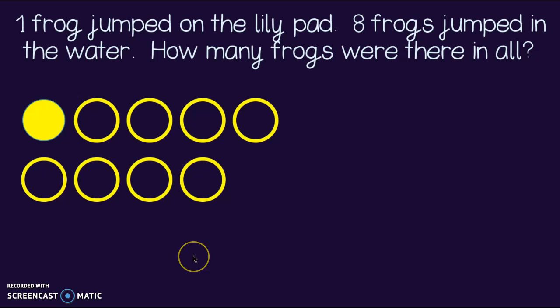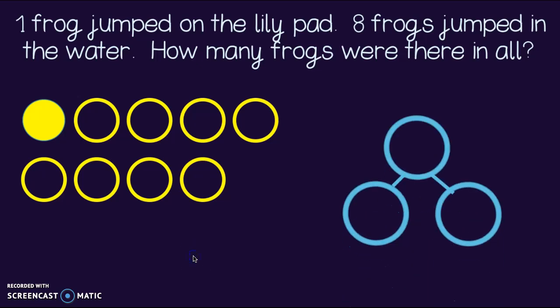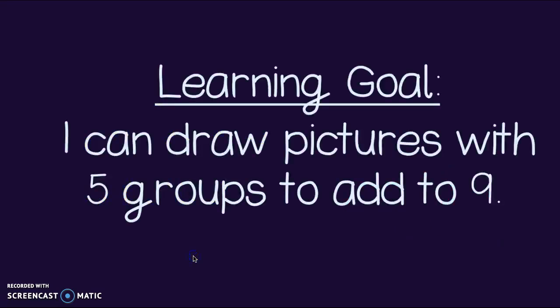Okay, so if I was going to fill in a number bond, what would I do for the different parts? Great. One of the parts would be the one frog that jumped on the lily pad. What's the other part then, friends? Perfect. The 8 that jumped in the water. If I have 8 and I add one more, how many frogs were there in all? Ding, ding, ding. There were 9. Hey, excellent job, friends. You did a really good job drawing pictures with 5 groups to add to 9. And that's great because that's our learning goal. Awesome. I can't wait to see you try it.